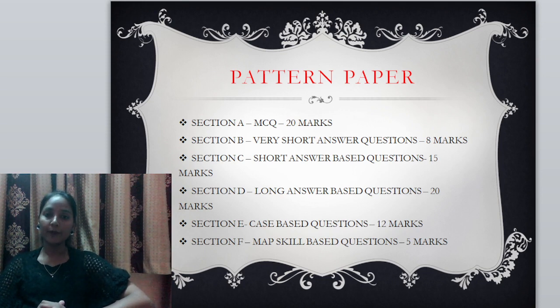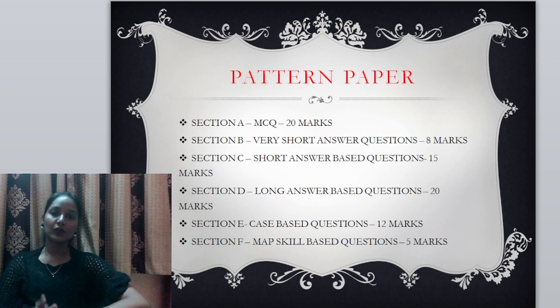Then Section E, case based questions. 3 cases will be given to you. On each case, the questions will be asked. Each case will carry 4 marks. So like this, 3 cases, 12 marks will be there. Then the last section is Section F. Section F, map skill based questions will be there. 2 marks history map will be asked and 3 marks geography map will be asked. So like this, it will carry 5 marks. So this was all about your pattern paper.